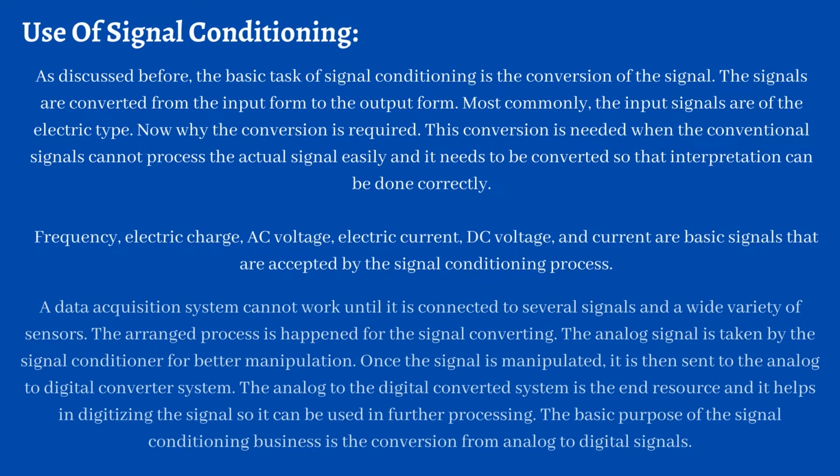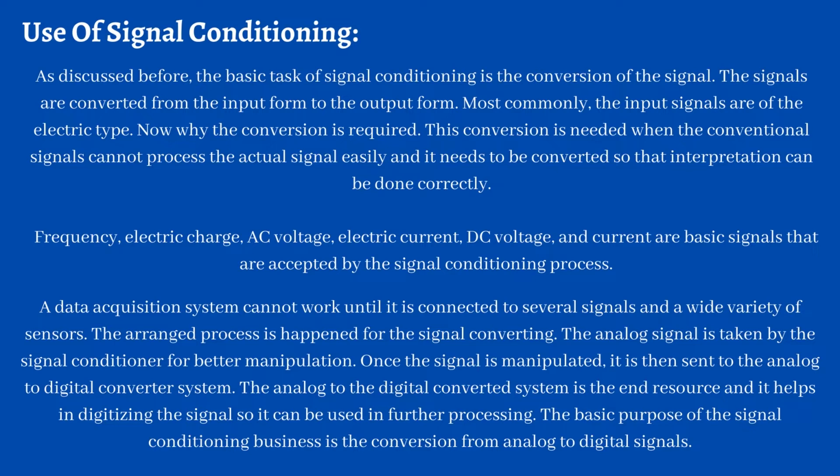As discussed before, the basic task of signal conditioning is the conversion of the signal. The signals are converted from the input form to the output form. Most commonly, the input signals are of the electric type. Now, why is the conversion required? This conversion is needed when the conventional signals cannot process the actual signal easily, and it needs to be converted so that interpretation can be done correctly.